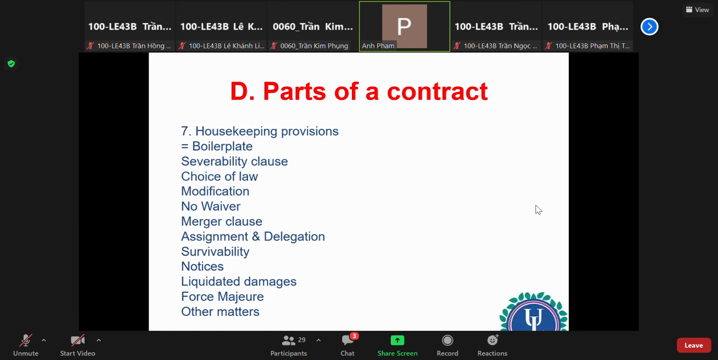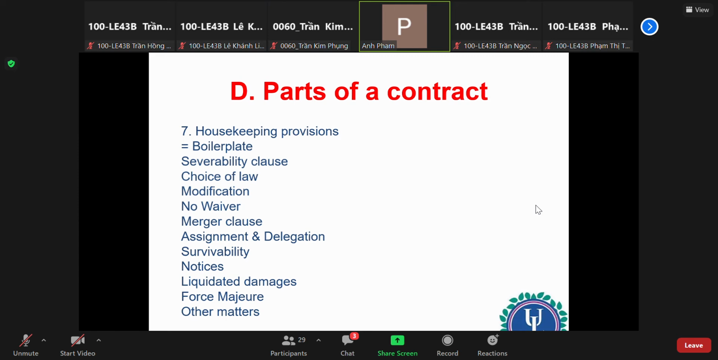And the next one, merger clause. So in case of a merger and acquisition of one party, they're just afraid that in case of merger, the contract will be found void or will be treated as unenforceable or something. So they need to put the merger clause into the contract to make sure that even in case of merger, this contract or this clause will still be in effect, right?